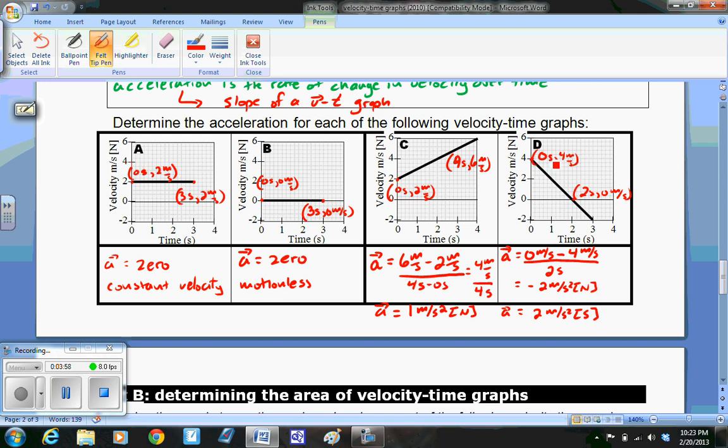So it makes sense. Initially, I was moving northward, coming to a stop here. So if I'm moving northward to stop, I have to accelerate in the opposite direction. I'm accelerating southwards, coming to a stop, and then continuing my southward acceleration with my velocity becoming more south. And that's it for finding the slope of velocity-time graphs.